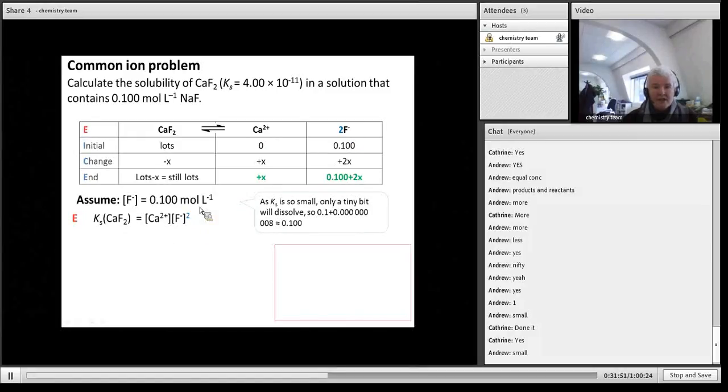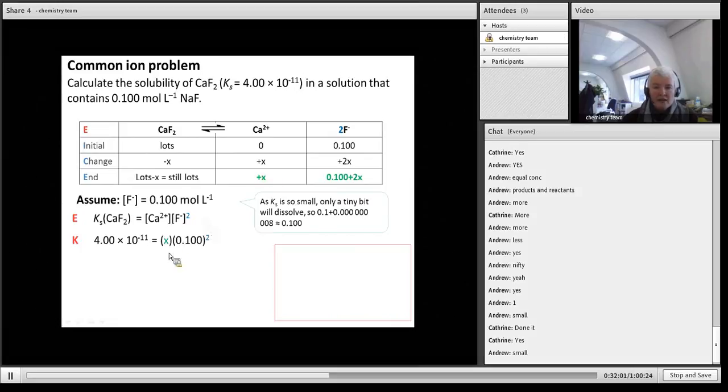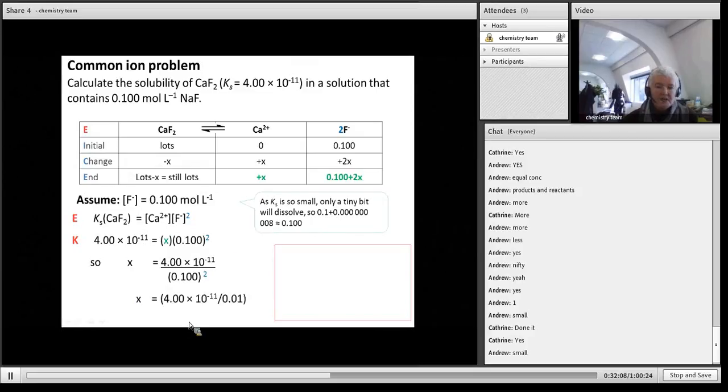And so now I substitute. There's my given value for my solubility product, there's my X for the calcium, and then I substitute for the fluoride and square it. Then I solve for X. Try this in your calculator and see if you get that value. If you're not too sure, try it out step by step. You'll see 0.1 squared is 0.01, so I worked that out first before I divided the 4 times 10 to the minus 11 by that value.